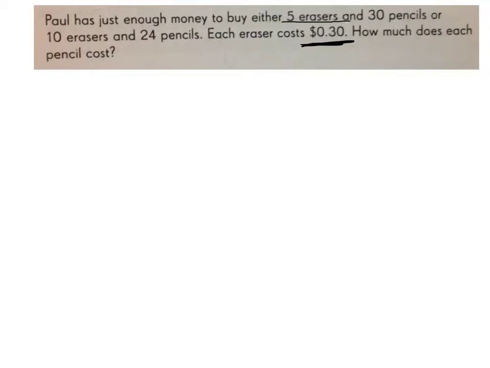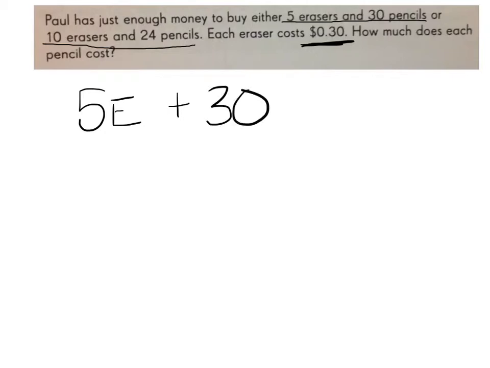I know that 5 erasers and 30 pencils is the same value as 10 erasers and 24 pencils. How do I know that? Because it says he has just enough money to buy either of those things. So that means the value would be the same. So 5E, E stands for eraser, plus 30P, P stands for pencil, would be the same as 10E plus 24P. So this is what we would call an equation.